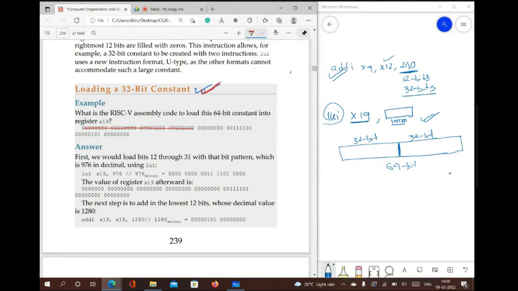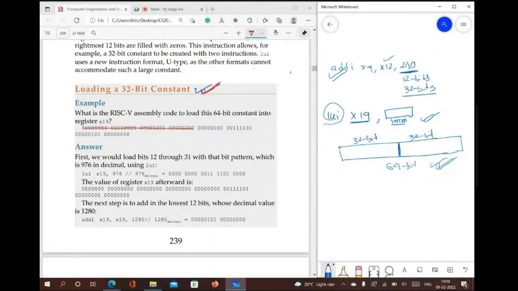So if this is the 64-bit register, we'll load the constant in this side, and the left side will be filled with the leftmost bit. If the leftmost bit is 1, then all bits of this 32-bit left side will be 1s. And if the leftmost bit of this right half is 0, then all the 32 bits here will be filled with 0s. Right?